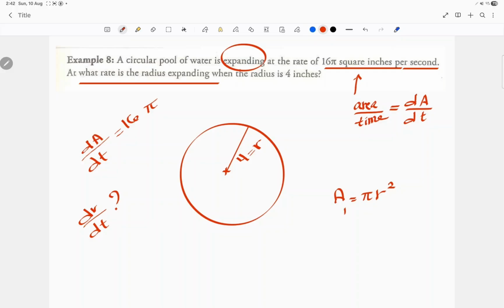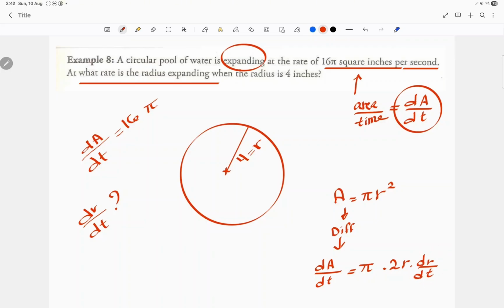Now, please differentiate everything. What do you get? dA over dt equals pi. R squared becomes 2r times dr over dt. Well, when you differentiate r, what do you get? Change of r. And since we have change of area over time, you must have change of radius over time.